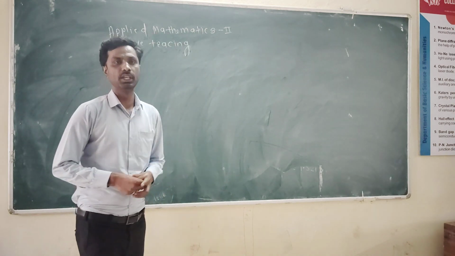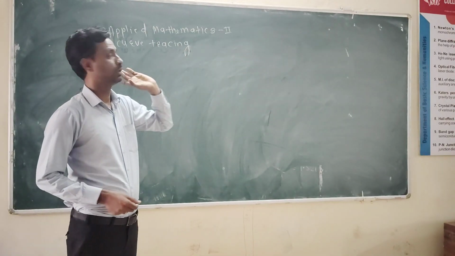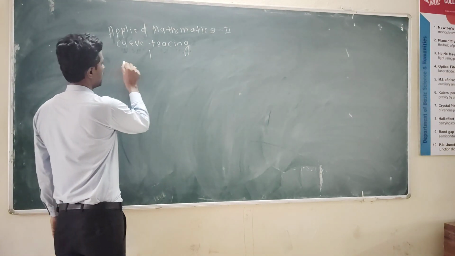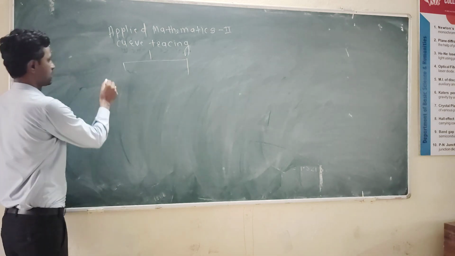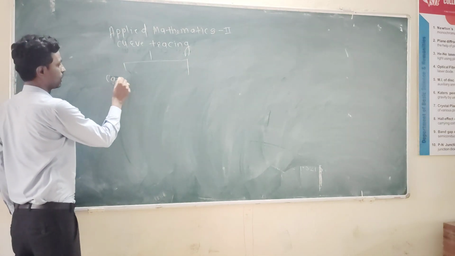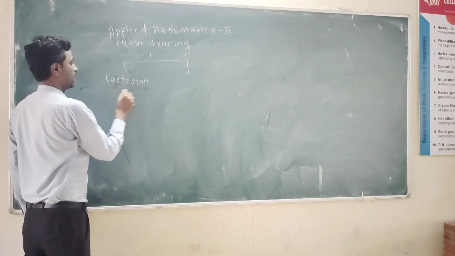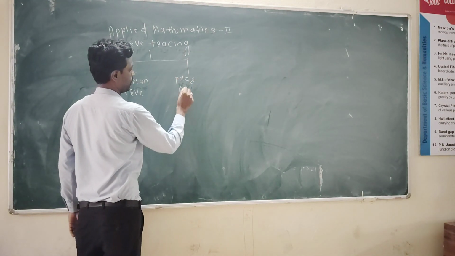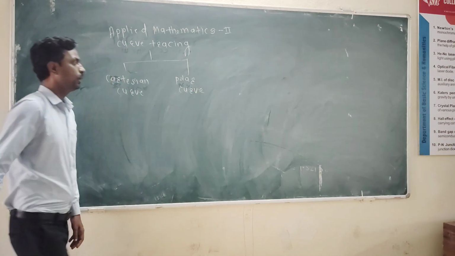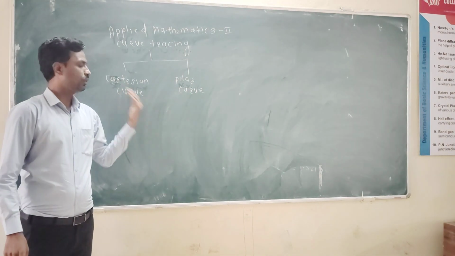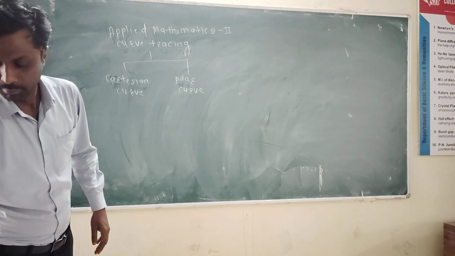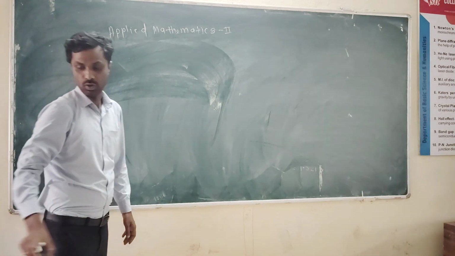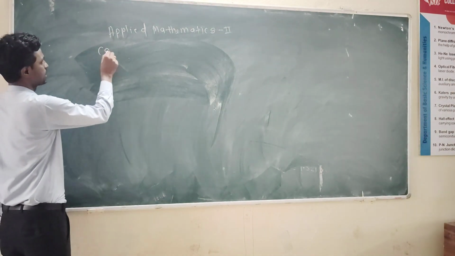Here we will see applied mathematics 2. Name of the topic is curve tracing. In curve tracing, there are basically two types. First is Cartesian curve. And second is the polar curve. Before starting the polar form, we will see the Cartesian form. By studying the Cartesian form, we mainly have to focus on the 6 points.